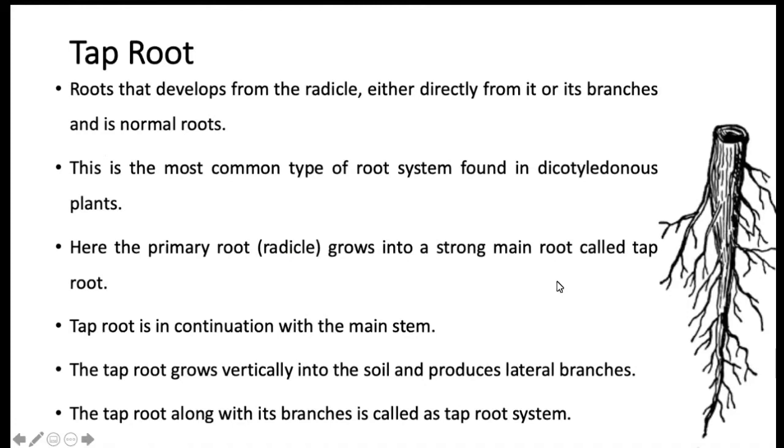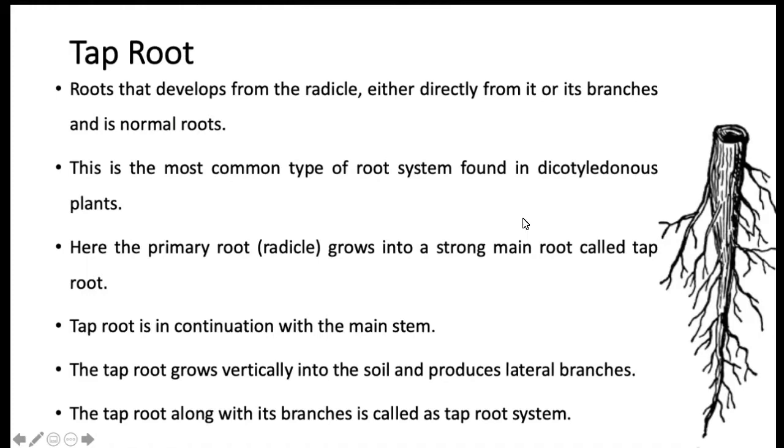Okay. So let's have some description of the taproot. Taproot develops from the radical and it's a very normal root, and this is the most common type of root system in dicotyledonous plants. The primary root, the radical, grows into a strong main root, and that is called taproot. And the taproot continues with the main stem. So this is the intersection of the root and stem. When the taproot finishes, the top of the taproot is the bottom of the stem. So it is the extension of the stem towards the ground.